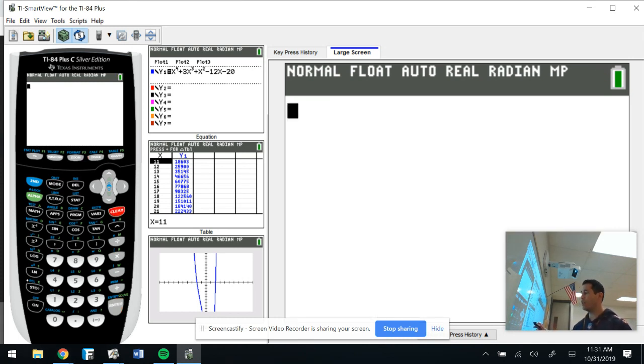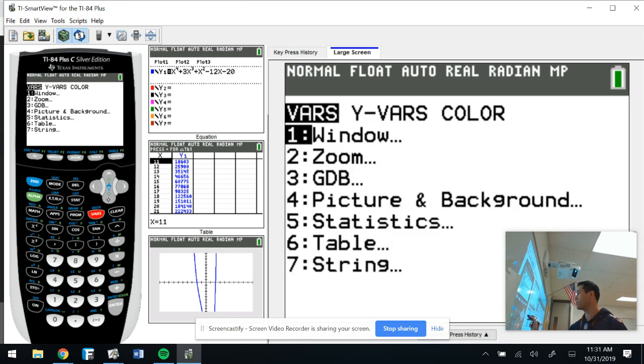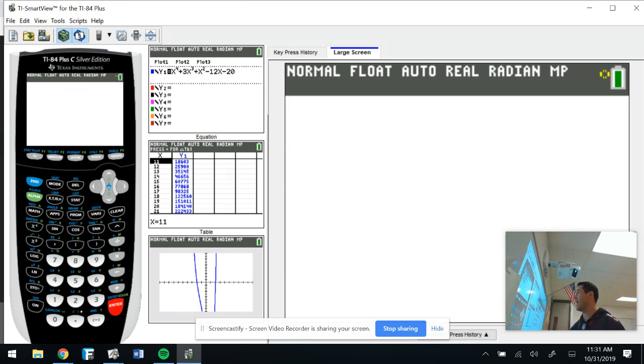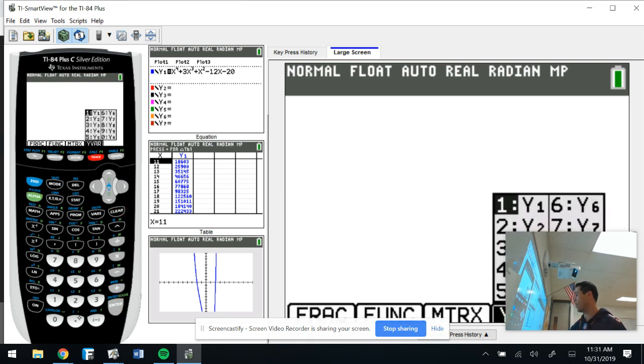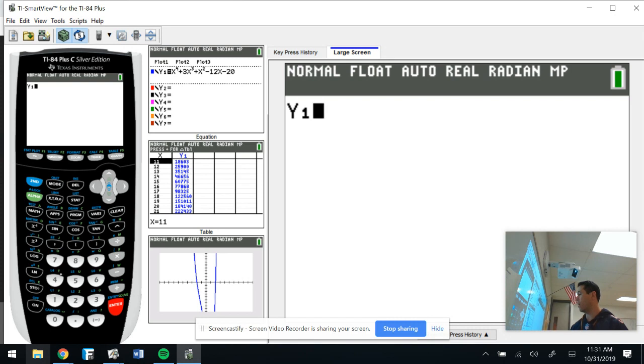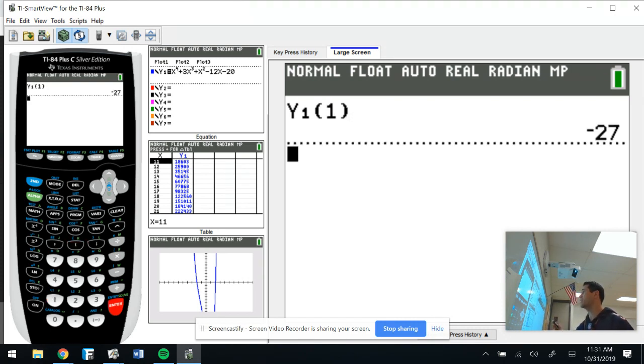What do I do if I have the old school calculators? You hit vars, you go over to y vars, you hit enter, and then you choose y1. So a couple of ways you can get it, right? I like the new version, so I'm just going to go alpha trace and hit enter, and then where I want, I'm going to plug a 1 in. That means I'm plugging a 1 in for all the x's, and booyah! Negative 27. That means if I plug in a 1, I get a negative 27. That means 1 is not a factor.